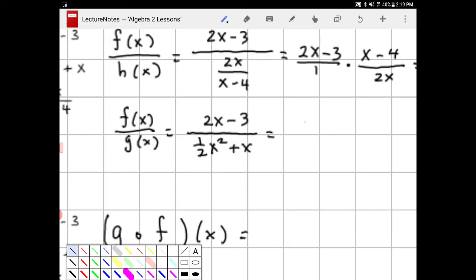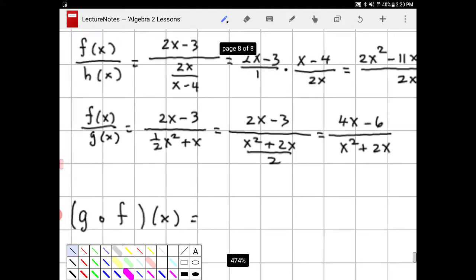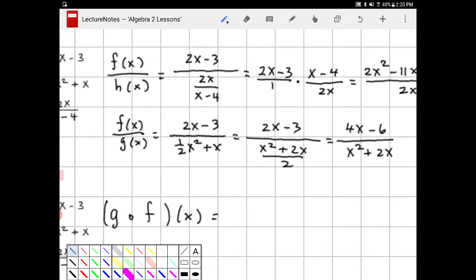So maybe what I would do is create common denominators again. So I have x squared plus 2x divided by 2, and then this becomes 4x minus 6 all over x squared plus 2x. Maybe that's something that I would do, but honestly, leaving the fraction in this form is sufficient.